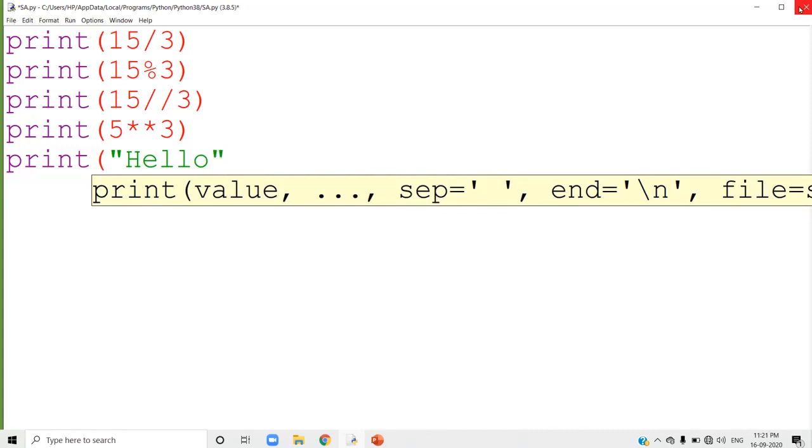What is this known as? Something inside the double quotes is known as? Last class we studied about that. Something inside the double quotes is known as? Yes, it is known as string.